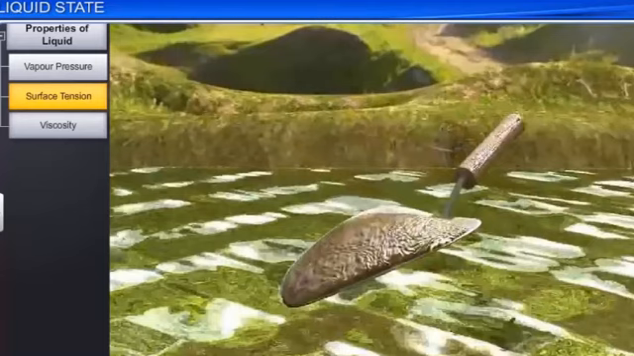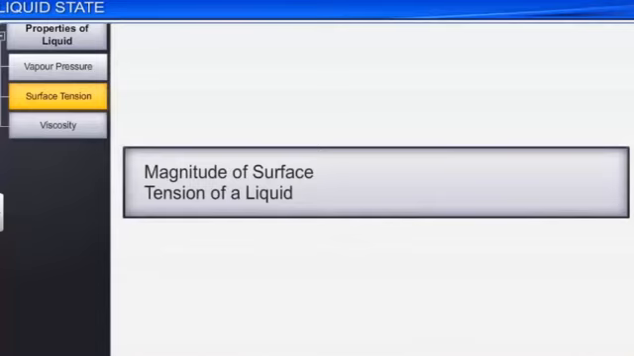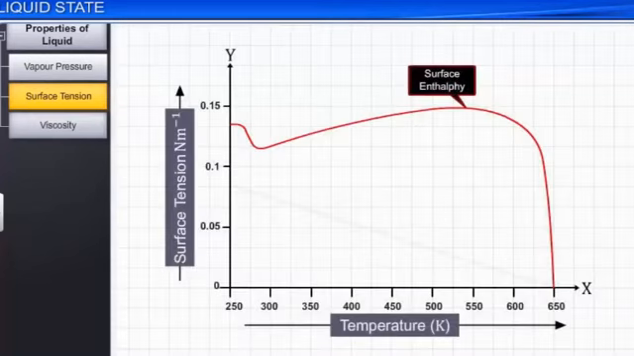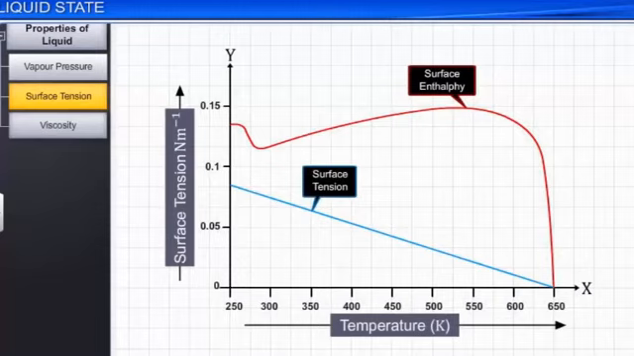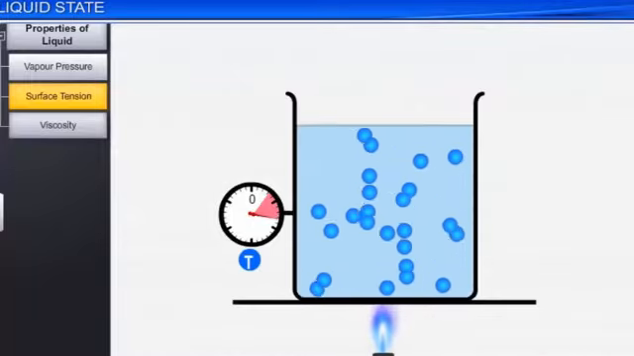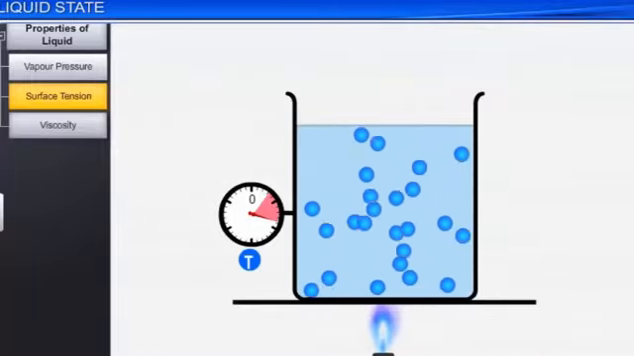The magnitude of the surface tension of the liquid is directly proportional to the attractive forces between the molecules. This implies that the larger the attractive force, the higher the surface tension of the liquid. Surface tension decreases with an increase in temperature. This is because at higher temperature the kinetic energy of the molecules increases. This reduces the intermolecular attraction, resulting in a decrease in the surface tension.